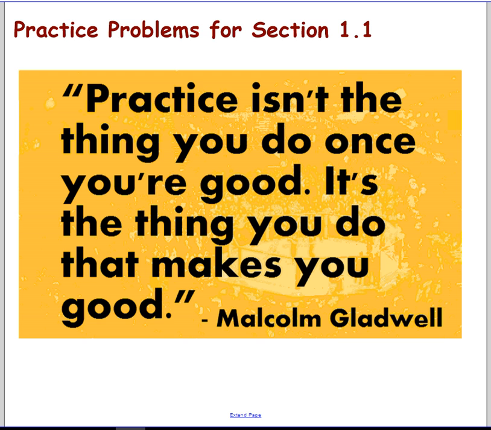And now it's time for you to practice. So on pages 11 and 12 in your workbook, there are practice problems for you to try. If you have any difficulties with them, please shoot me an email. Otherwise, I'll see you next time.